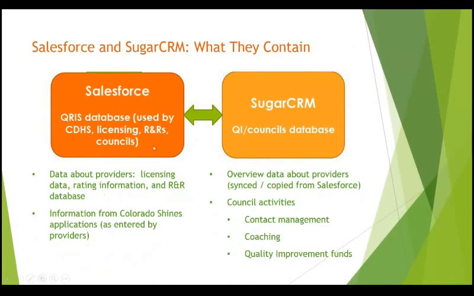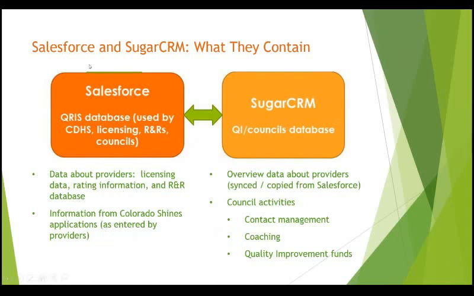All right. So we covered some of this, but in a little more detail, here's the type of data primarily that Salesforce and Sugar each contain. So Salesforce, which is the CDHS database, has exactly what you would expect, given that it's used by licensing specialists and raters and R&Rs. It's got that data about providers that those different roles need. So when CDHS originally rolled out Salesforce, it was populated to begin with with a bunch of data from the Trails database. And then I know they've been integrating, but I don't know exactly how, the data with the data from Knackerware.